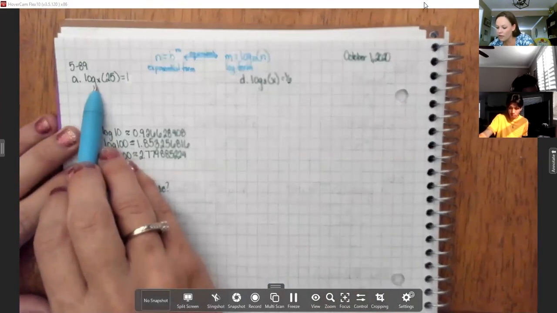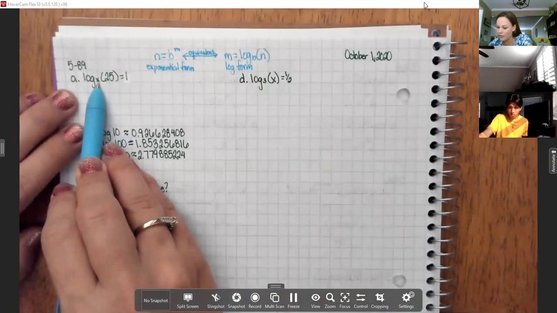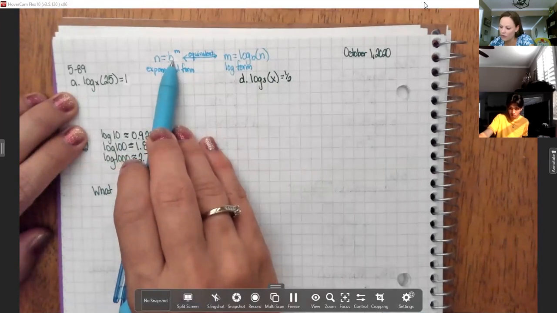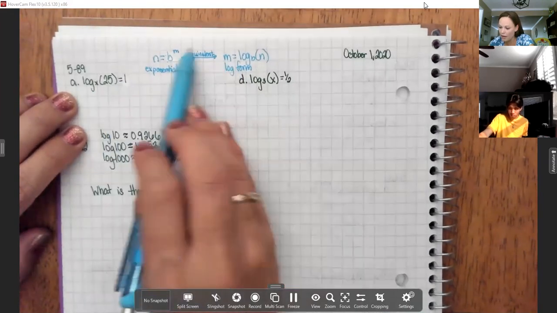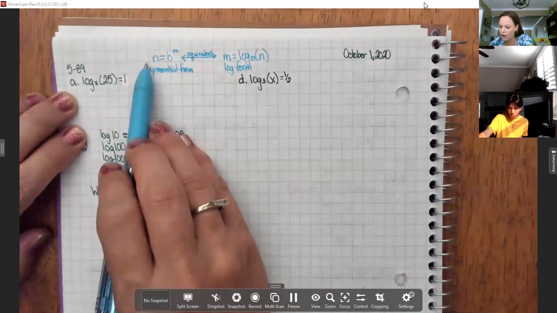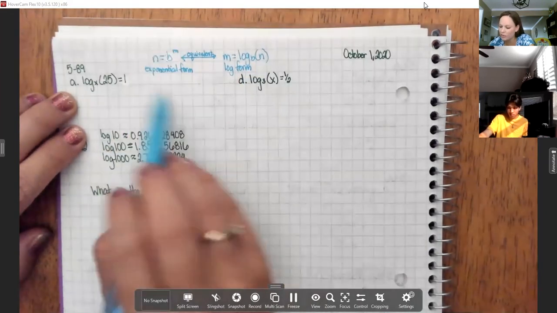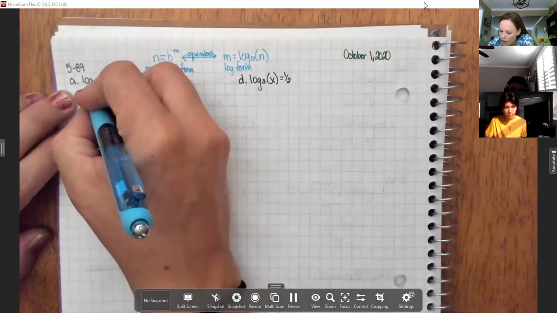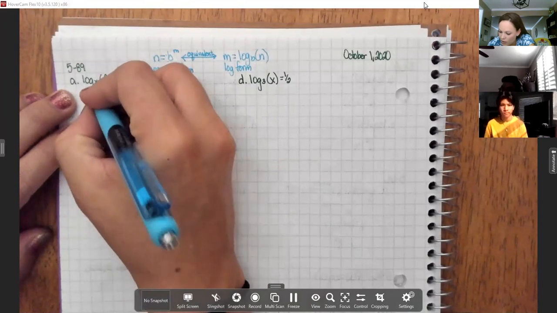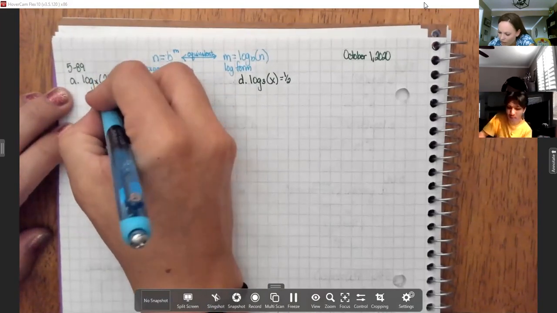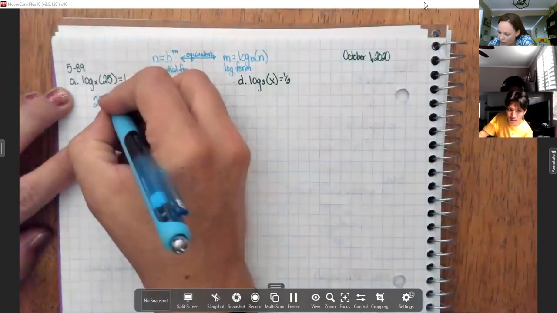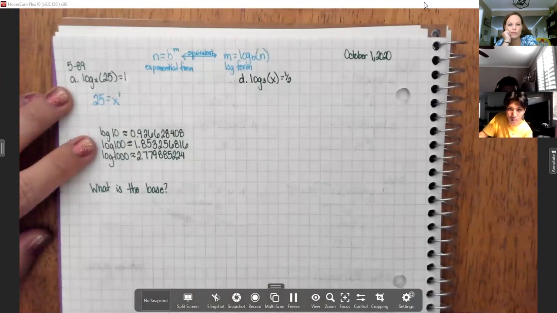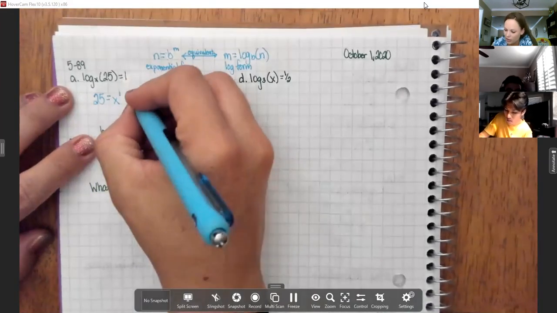So here, if we have it in log form, the base down here, what I was calling b, would be what's by itself. The number by itself, m, becomes the exponent, and what you're taking log of becomes by itself. So it just switches everything around. If we rewrite this in exponential form, it becomes 25 equals x to the first power. That just tells us that x is 25.